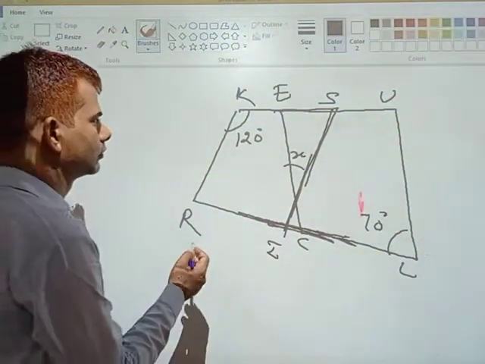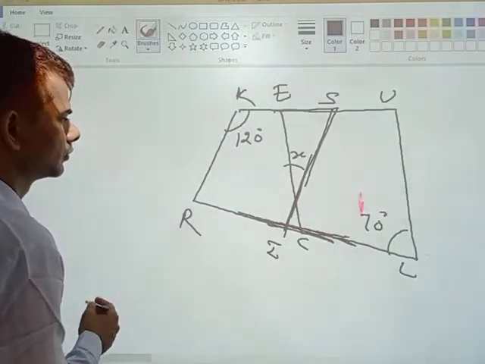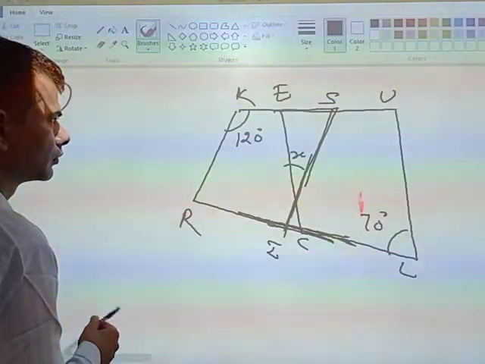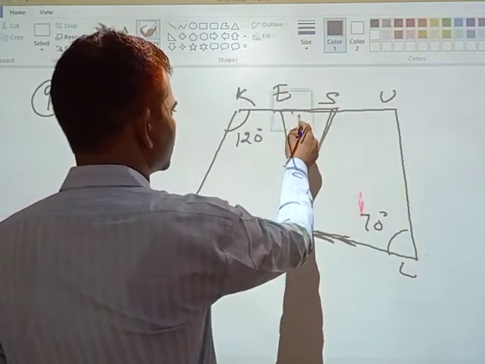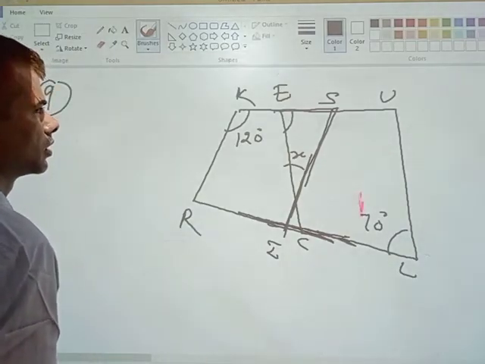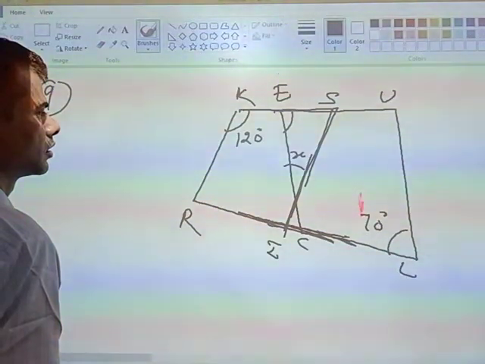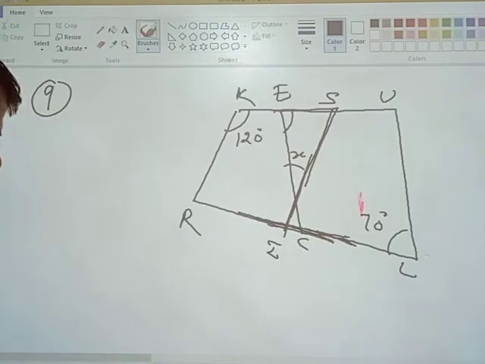The angle C is 120 degrees and the opposite angle is equal, so angle I is also 120 degrees. Angle L is equal to angle E, 70 degrees, in the parallelogram CLUE. So there is a triangle formed in between, so 70 degrees plus x plus something is equal to 180 degrees. Yes, very good, student.